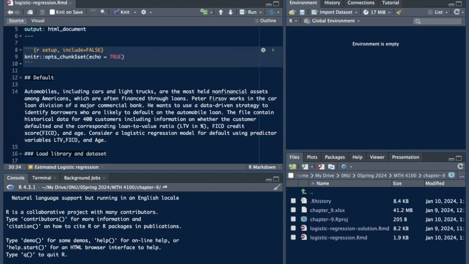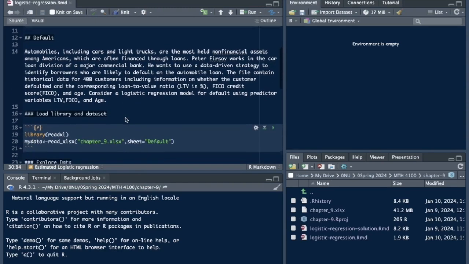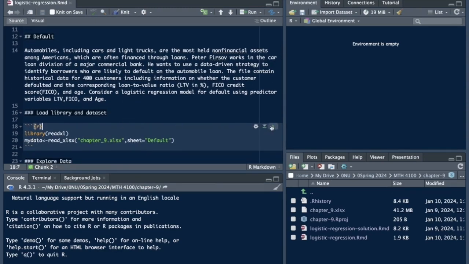Again, I am working on the chapter 9 project. So I created a project, chapter 9, that contains all of the files. And again, we are staying in this directory. That's why it's easy to load our dataset. The dataset is called default.